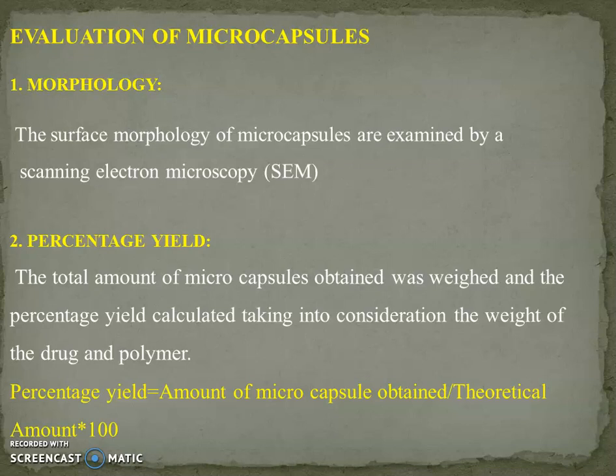Second, percentage yield. How much amount of yield may be obtained is called the percentage yield. The total amount of microcapsules obtained was weighed, and the percentage yield was calculated by taking into consideration the weight of drug and the polymer. Percentage yield is equal to amount of microcapsule obtained divided by theoretical amount, multiplied by 100.